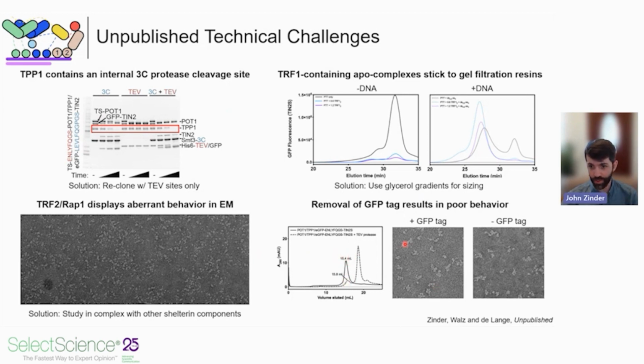And so it also looks much worse in the negative stain EM and in 2D class averages from that. So our solution to this was to retain the tag for all the structural and biochemical studies that we did. Okay.